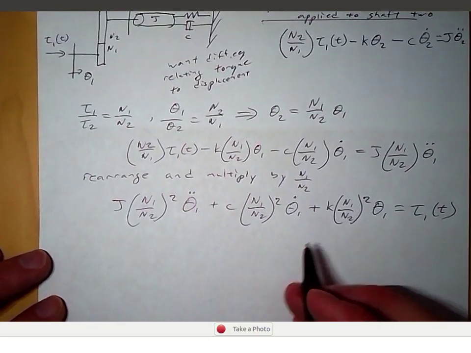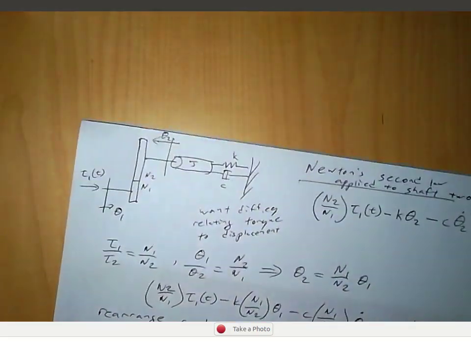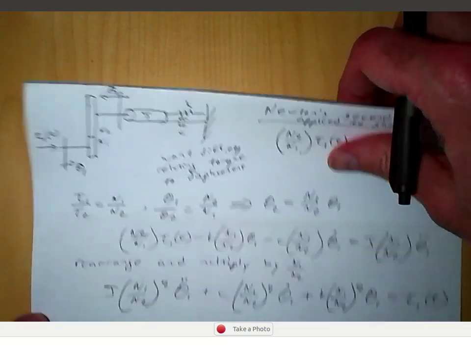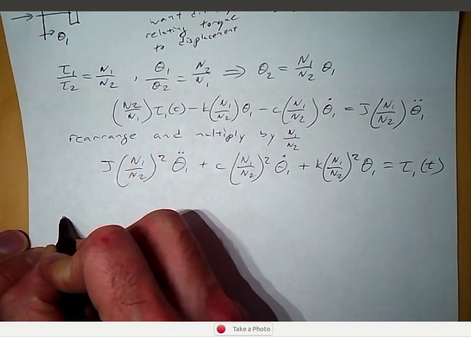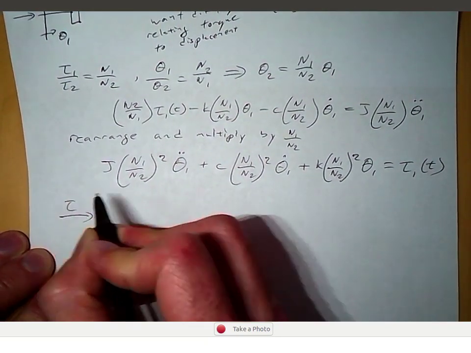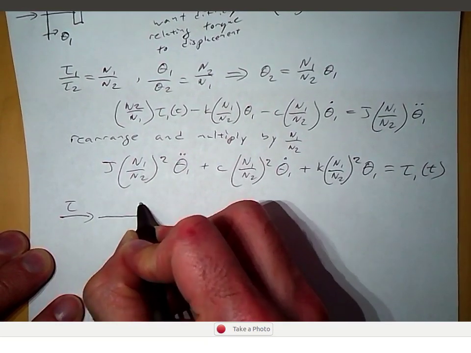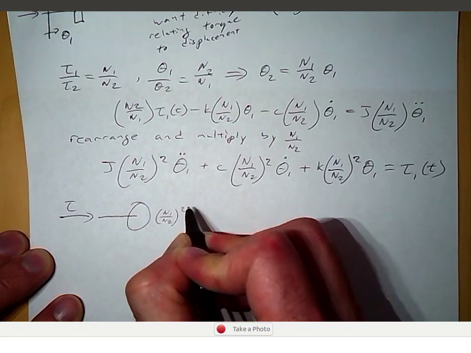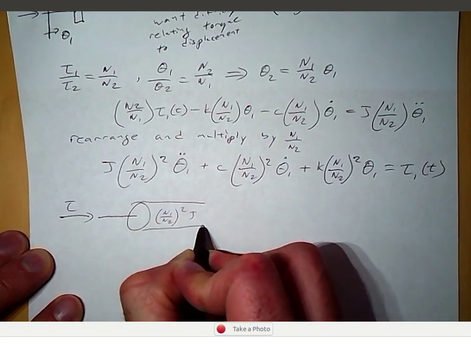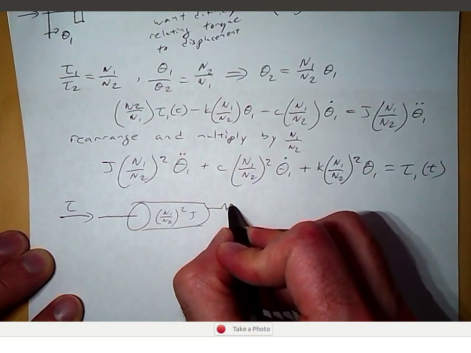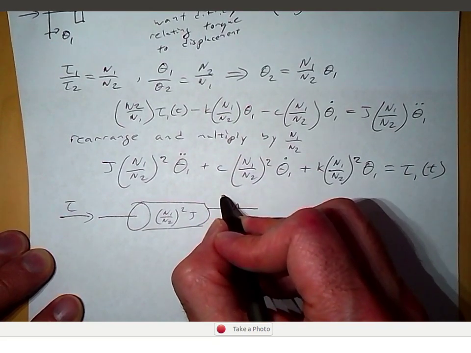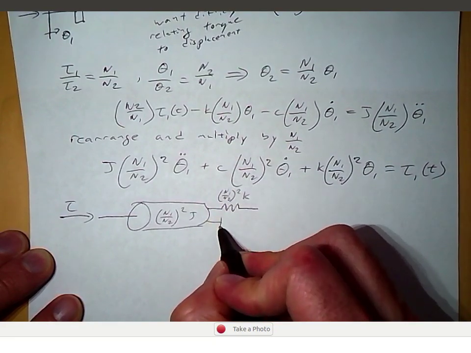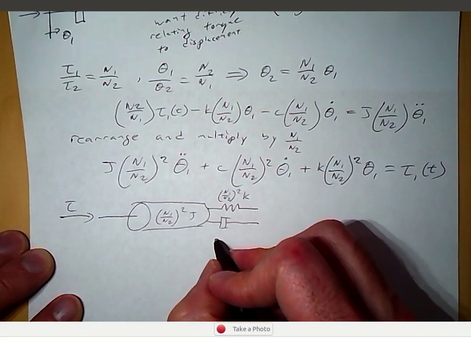And we can see from this equation that this system up here with the impedances attached to the output shaft is equivalent to the system depicted here, where we have N1 over N2 squared J. That's our equivalent moment of inertia. And N1 over N2 squared K is our equivalent torsional spring. And what's our equivalent damping?